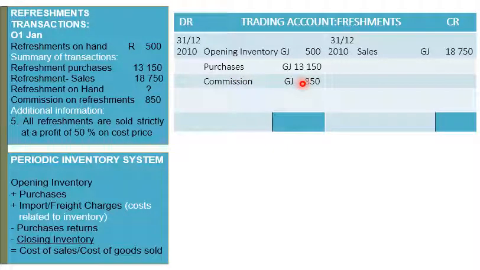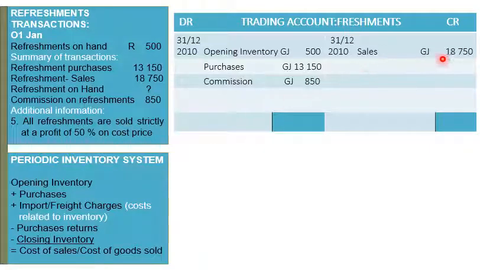850. At this stage, we cannot determine the missing figure or balance the account because we've got two elements that were not given. We were not given the amount for the gross profit, neither the amount for the closing inventory. We will therefore use the additional information to calculate either of the two amounts that are missing. We are given that the markup used for the sale of refreshments was 50% on cost. Therefore, if the cost price is 100%, our sales percentage will be 150.